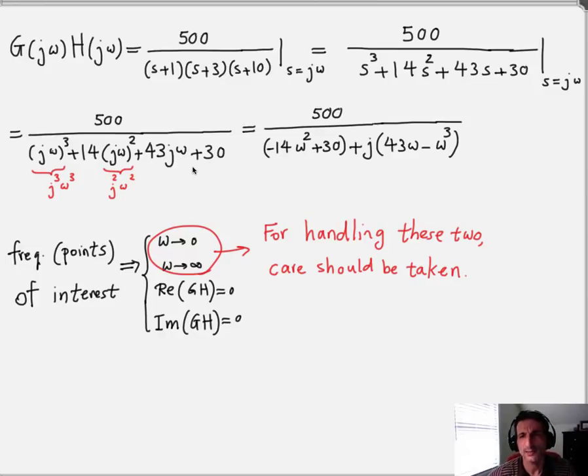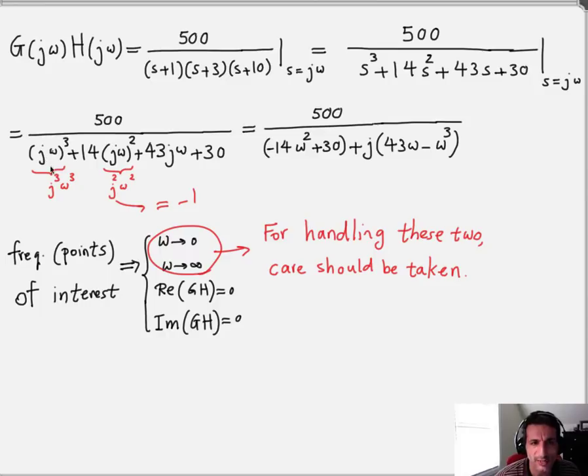Remember that here the 30 is going to remain the same. Then we have 43 j omega, which is going to be this, and then here we have 14 j omega squared. So j omega squared is j squared omega squared, and remember that j squared is equal to -1. So really we're going to have this 30 and also -14 omega squared. These two combined would be the real part of this complex number.